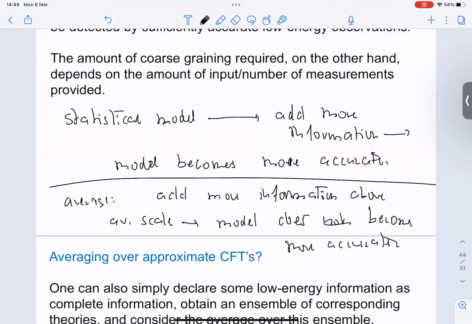So what is the computation that one would do in JT gravity to see that we were in this average situation? Yeah.